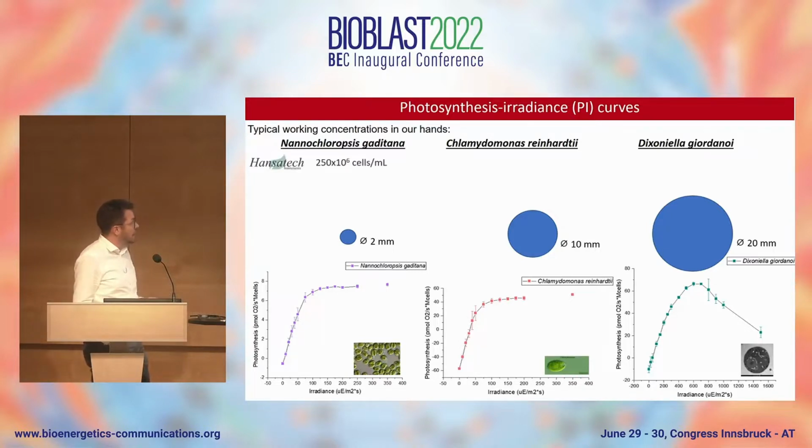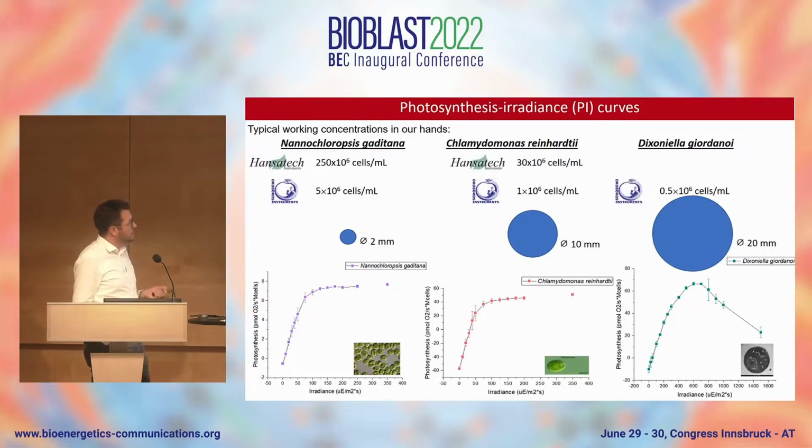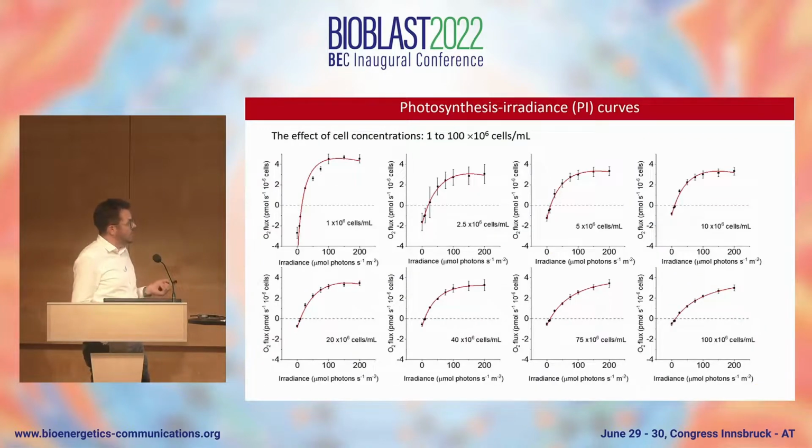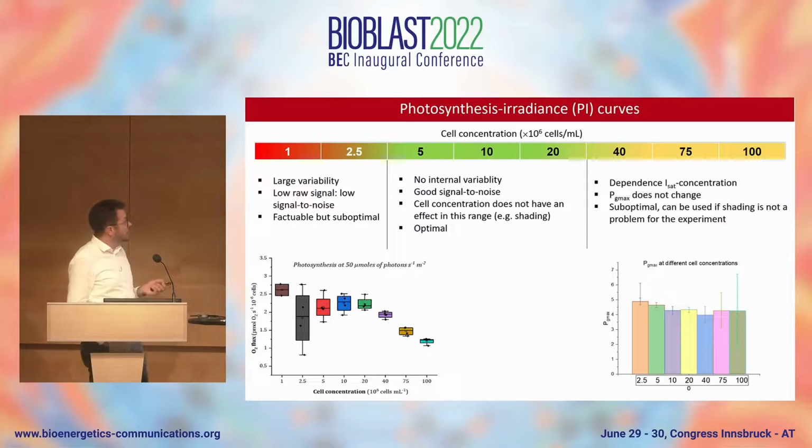limiting for photosynthesis. Here you can see we tested different organisms, different species that have very different cell sizes. And one important feature for us is that, unlike the other systems that we had in the lab, we could go down a lot with the cell concentration. And so we were able to measure different PI curves with a very wide range of cell concentrations. Here is the summary. With the lowest, of course, the signal to noise ratio was worse, but then we reach an optimal range of concentration. And when we increase the cell concentration even more, we found that the photosynthetic activity started to go down.